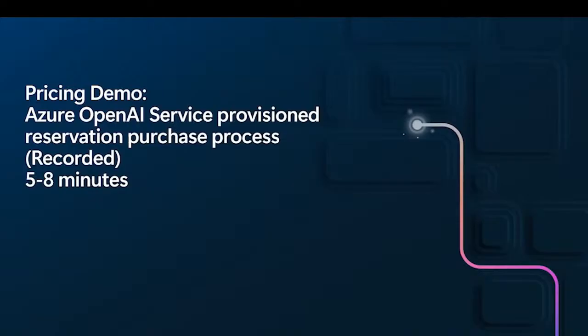In this pricing demo, I'm going to walk through the Azure OpenAI service provision reservation purchase process. That's a mouthful. Essentially, what I'm going to do is walk you through the AI Studio and how you can use the provisioned throughput service and how to set that up. Okay, so let's take a look.